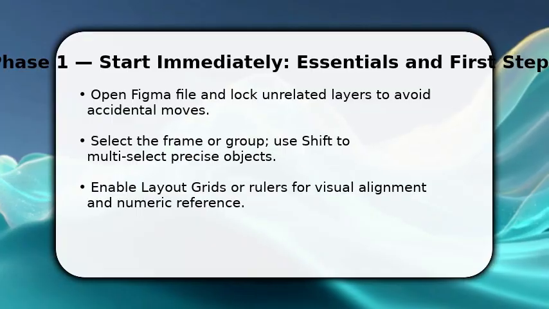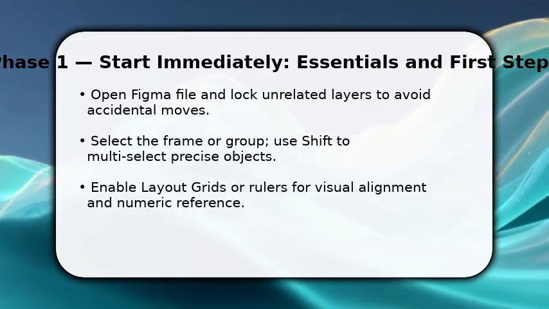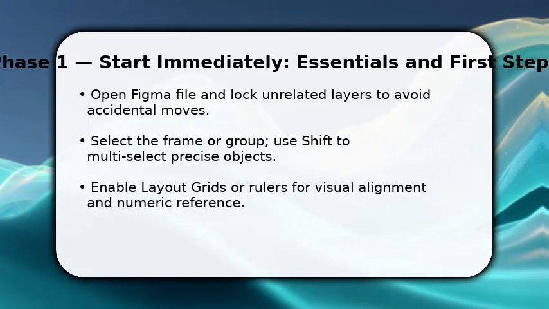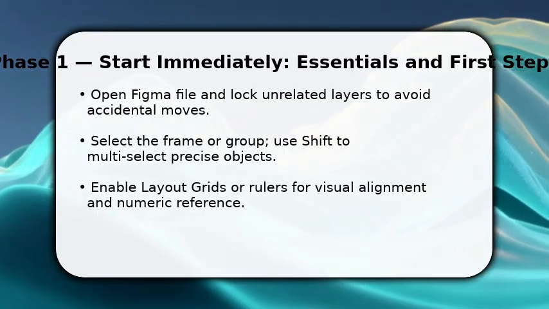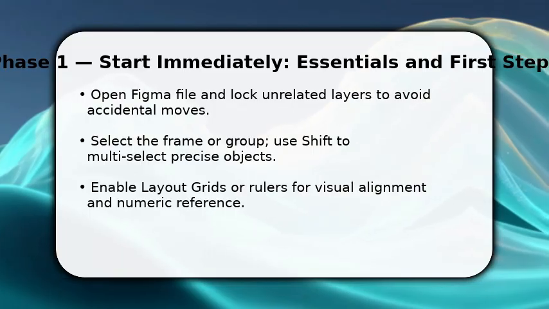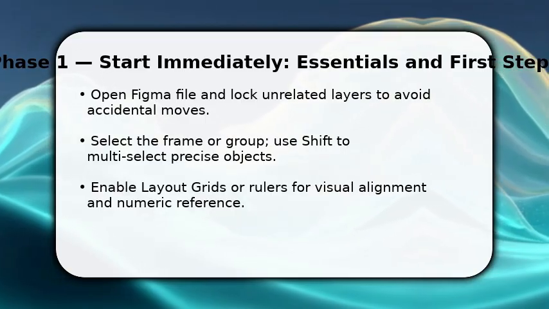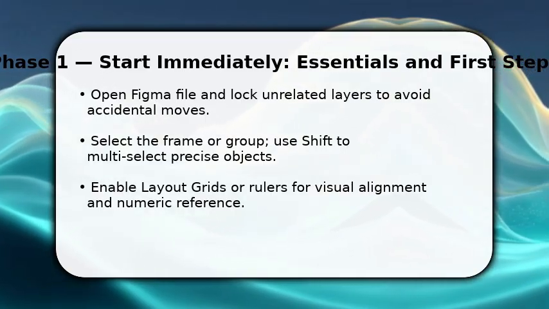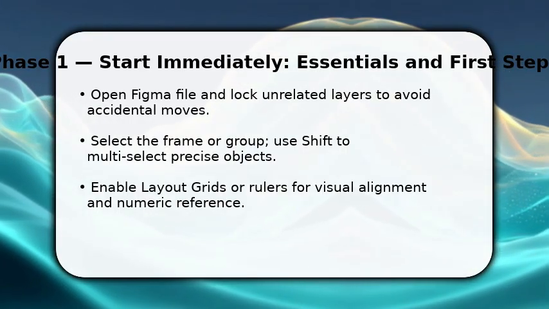You start by isolating what matters. Lock irrelevant layers, then select the frame or group you want to fix. Once selected, check the right-hand inspector for X, Y, W, H values so you can work numerically. Turn on rulers or a layout grid to give consistent snaps. This prevents guessing. Make sure constraints are visible. They determine how objects respond to parent resizes.